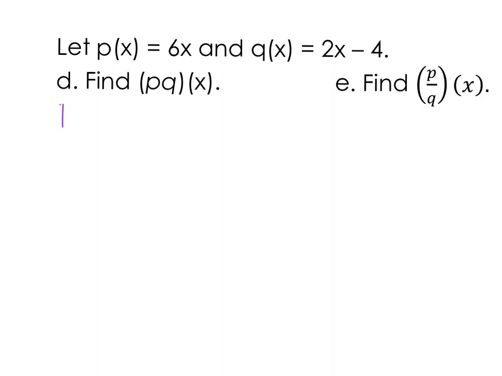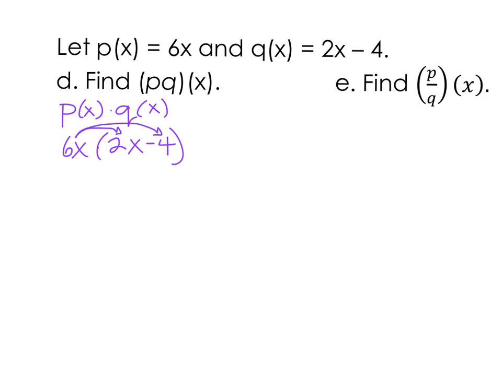This simply means we're going to take each function and multiply it together. If p of x equals 6x and q of x equals 2x minus 4, we have to consider parentheses on this. To find the product, we'll have to distribute the 6x into both parts.